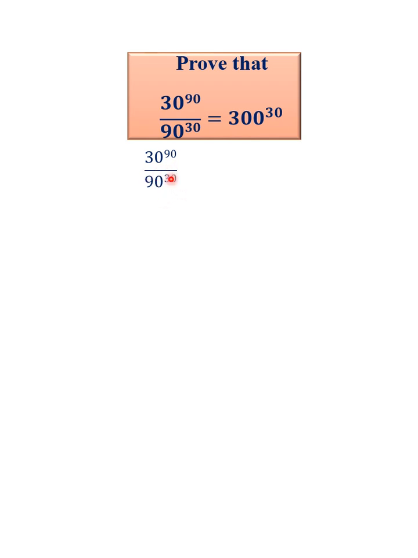This can be written as 30 raised to power 90 all over 3 times 30 all raised to power 30, because 3 times 30 will give us 90. So we are still consistent with our original expression. From here, we can write 30 raised to power 90 divided by 3 raised to power 30 times 30 raised to power 30.